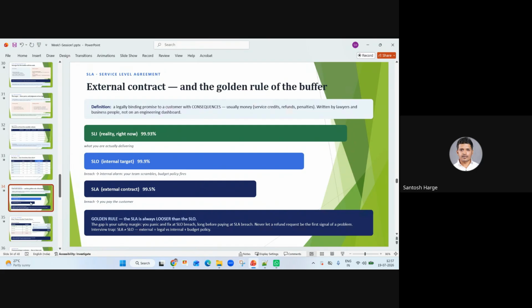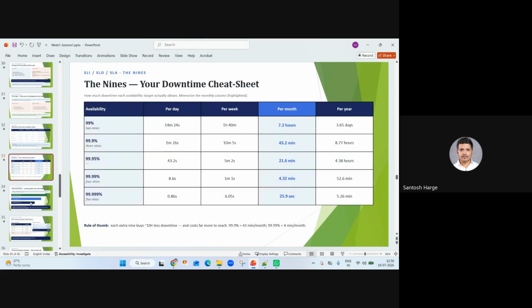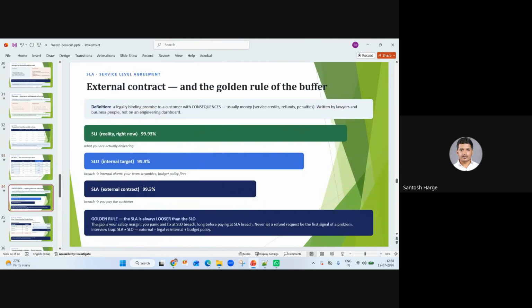That's why if you see here, your application reality right now is 99.93. That means your service is running 99.93%. But you are allowed that your service can be down. Let's consider this instance only. Per day or per week, or let's say per month, when you claim a 99.9% target for SLO, you are setting up like you have a time of 43 minutes per month downtime. You are allowing that. Your SLA is nothing but the agreement, the external contract.